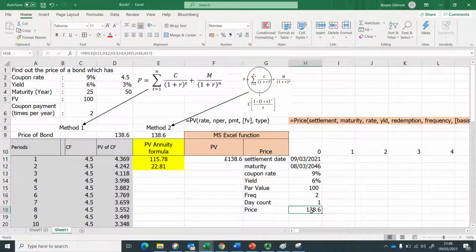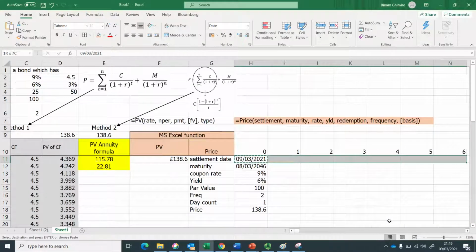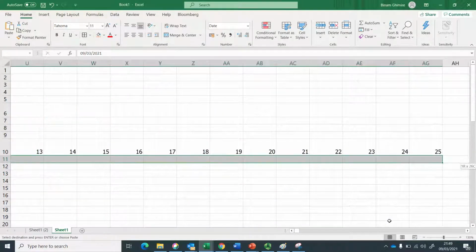And the last thing that I want to do in this video is basically show you what it means when we say the bond is selling at premium, at par, and at discount. So in order to make use of that, what I would say is we need to organize the price of the bonds for different maturities. So that's what I'm going to do. So this is 9th of March 2021, and I'm taking it all the way to 25 years.